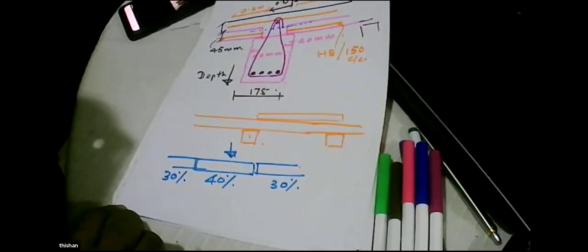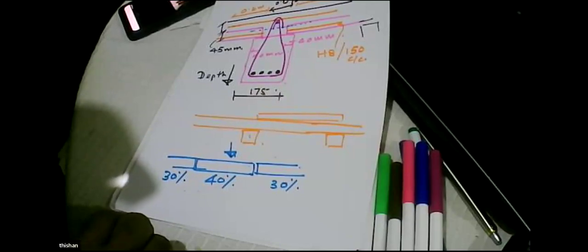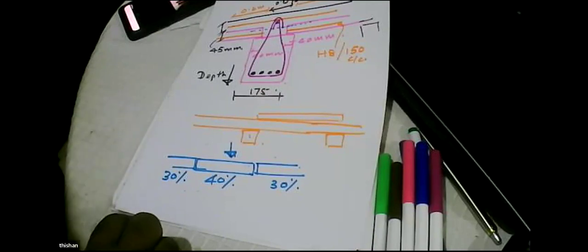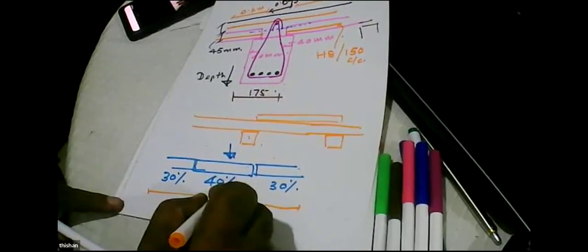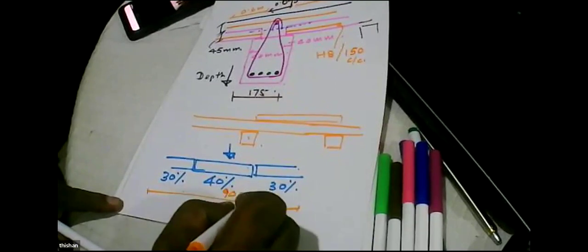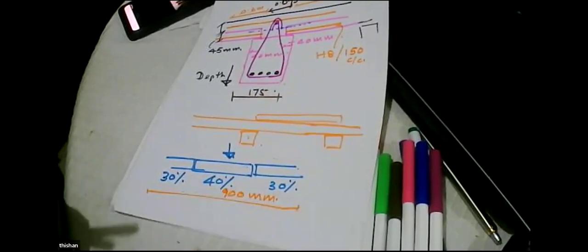If you have any concentrated load, you can consider that only 40% of the load is taken by the slab supporting the load, and 30% will be distributed to the slabs on either side. So three slabs will share it. So the total width of the slabs will be 900 millimeters. So we find it gives a very efficient system.